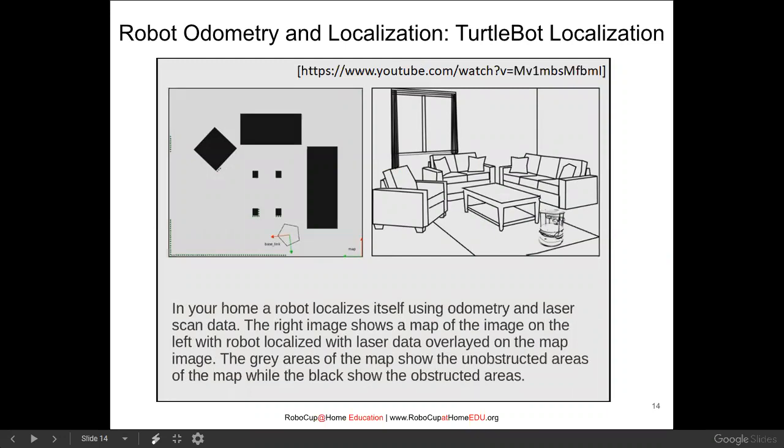So what is localization? For example, we have a living room, especially in the picture on the right-hand side. You have a few sofas with a coffee table in front, and a robot that's moving in this environment. If we take a slice in a 2D plane, looking from the top, you get something like on the left-hand side. The big black boxes represent the sofas, and the small four dots represent the legs of the coffee table.